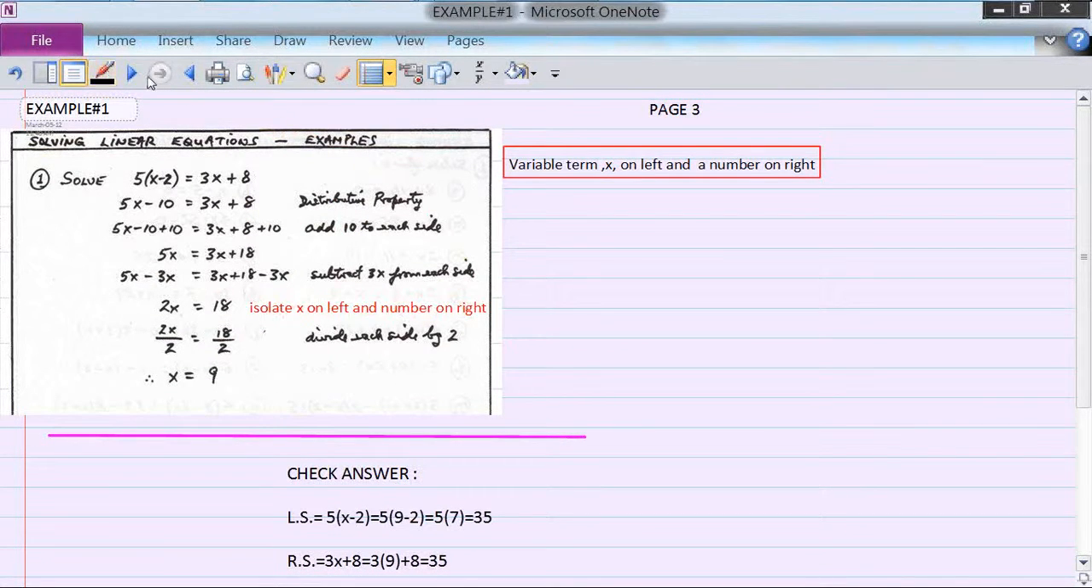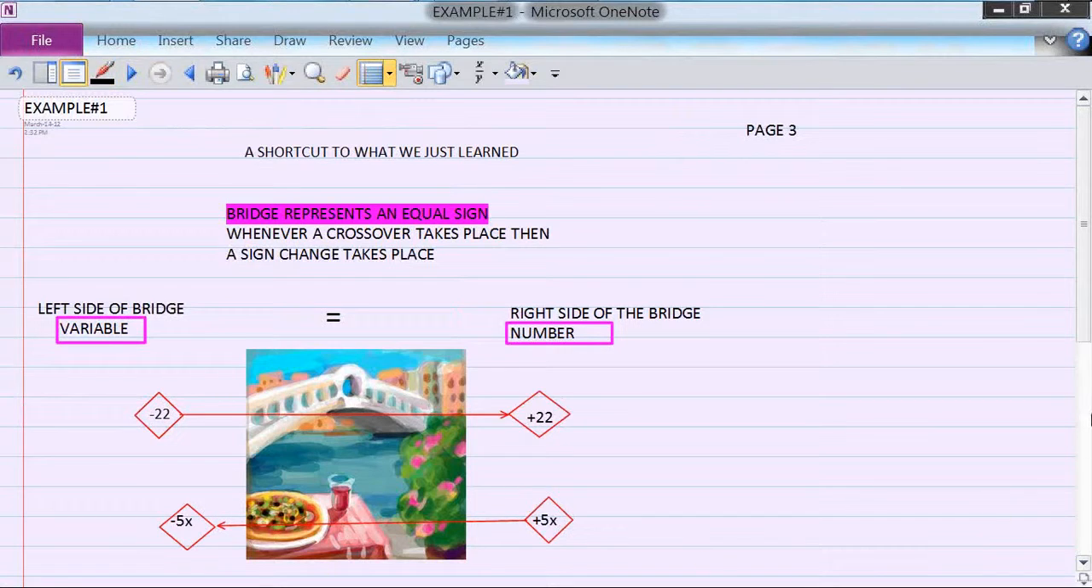Now, I'm going to show you a quick way of doing something instead of using this addition and subtraction property, which we have used. What we're going to do is imagine that here's a bridge, and the bridge represents the equal sign. Whenever there's a crossover, then we just change the sign.